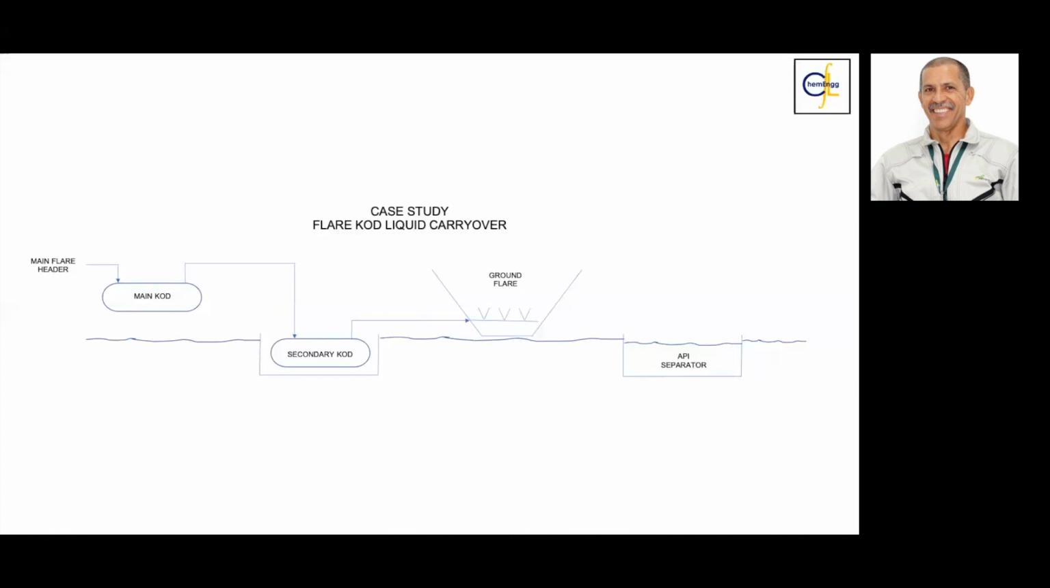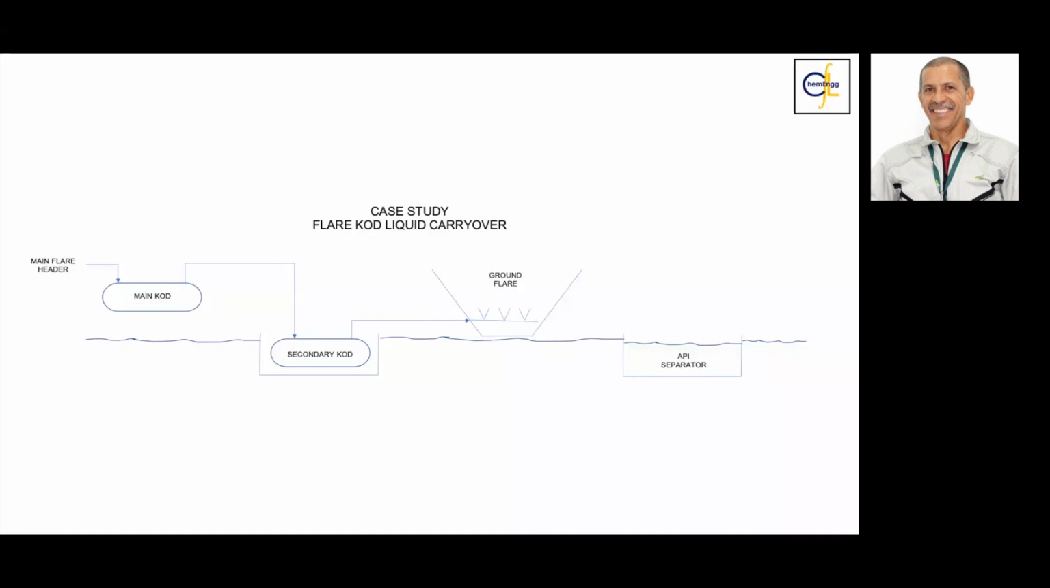Okay. Got it. Thank you, sir. However, your question is very interesting. This is another case study I got in another plant during design. It was a ground flare as well. However, this secondary knockout drum was not there. They had the main knockout drum elevated, and this line goes like this to the ground flare. And I said, perfect. I like this system.